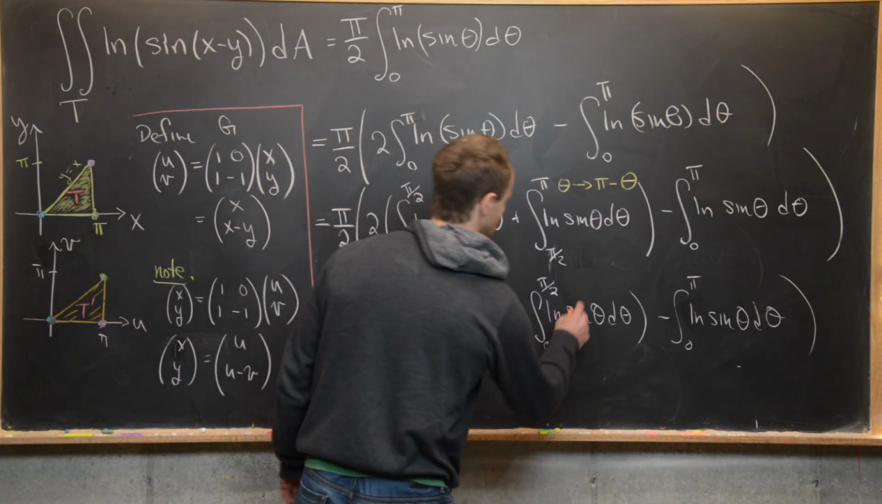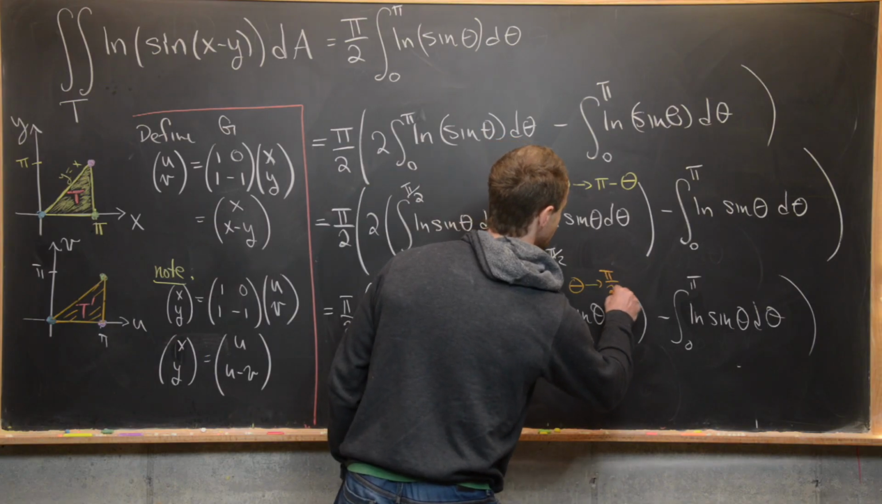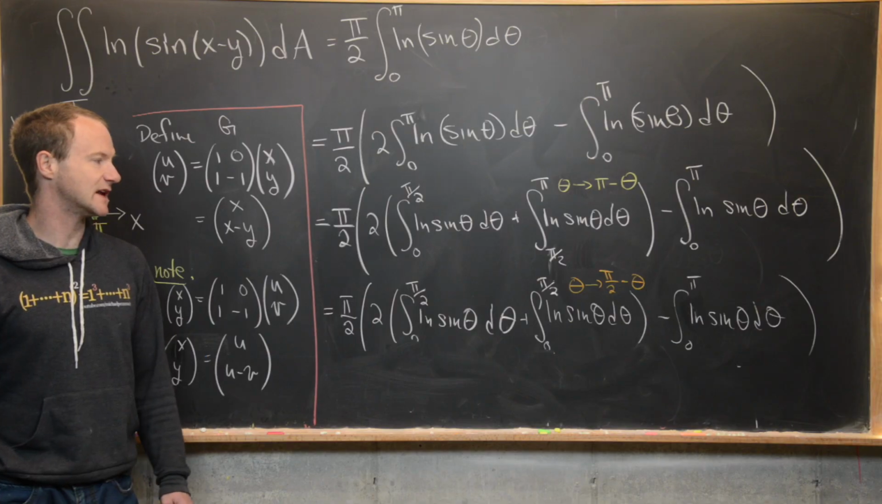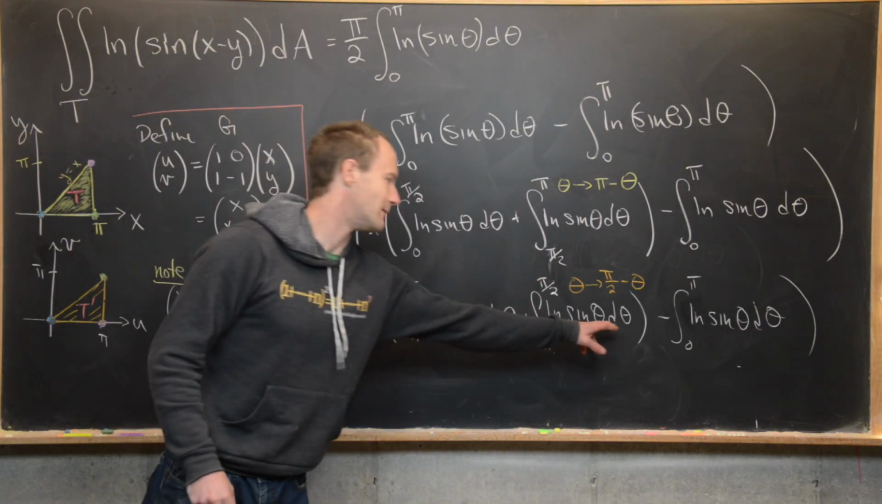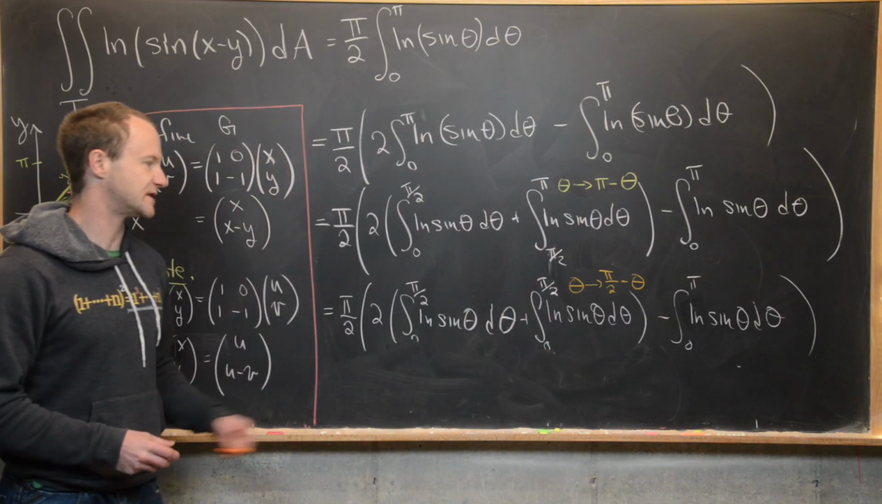Great. Now we'll do one more change of variables on this board, and that will be for this integral. So for this integral, we're going to send theta to pi over 2 minus theta. And then sine of pi over 2 minus theta will be cosine. We pick up a minus sign in the d theta, and that changes the order of the bounds of integration.